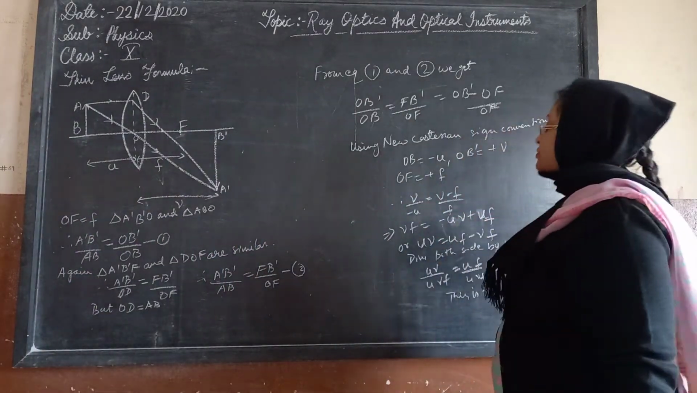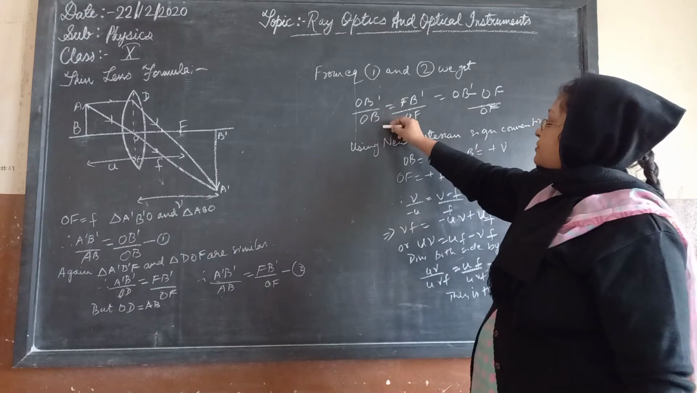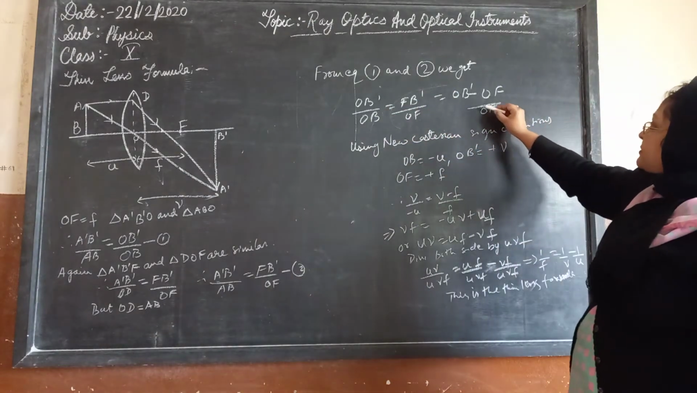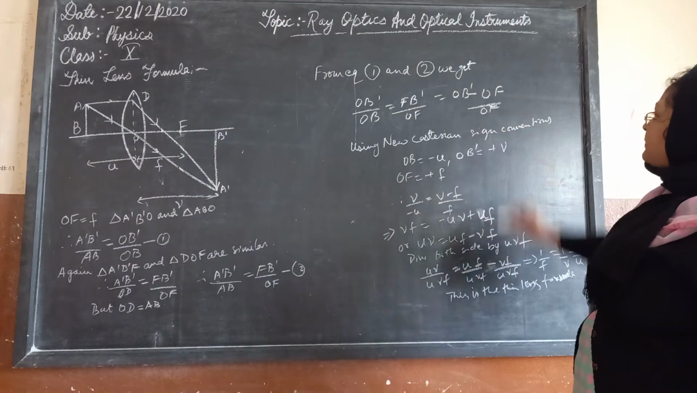From equations 1 and 2 we can take that O B dash upon O B is equal to F B dash upon O F, and this will be O B dash minus O F upon O F itself.